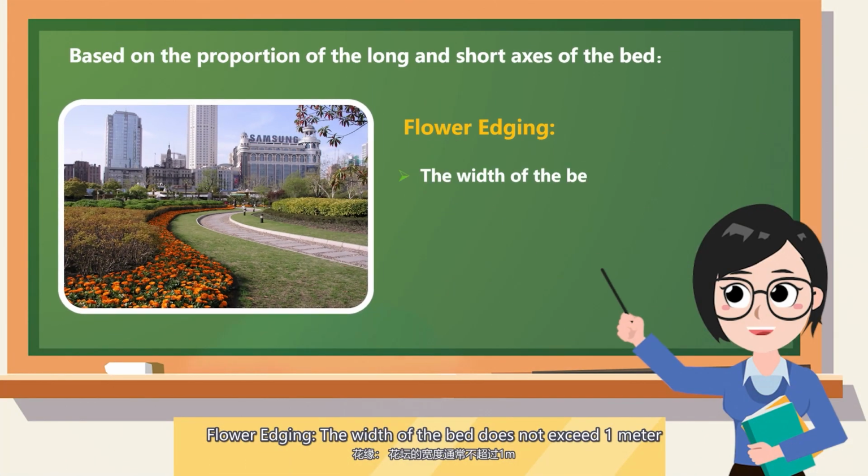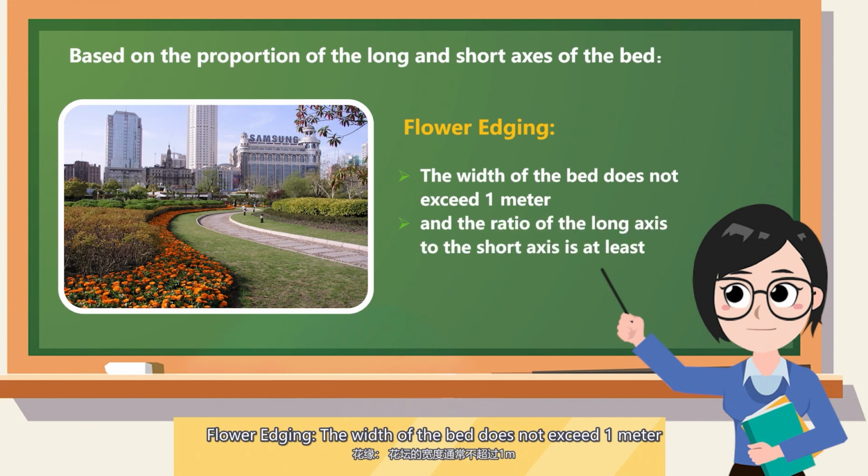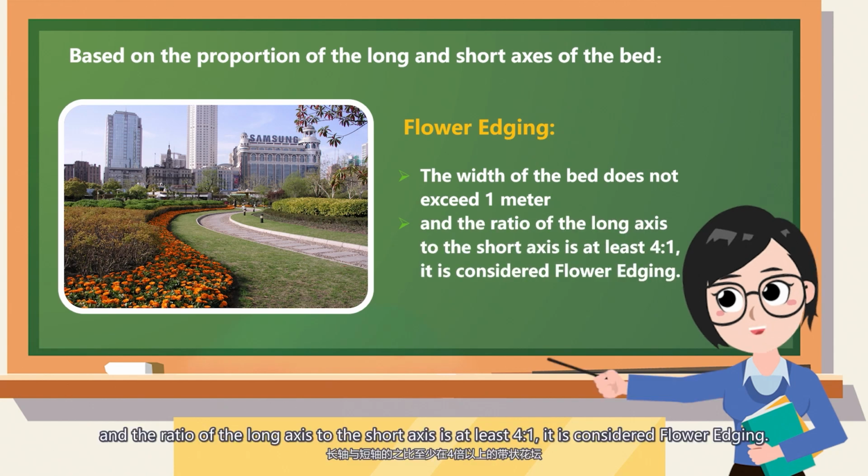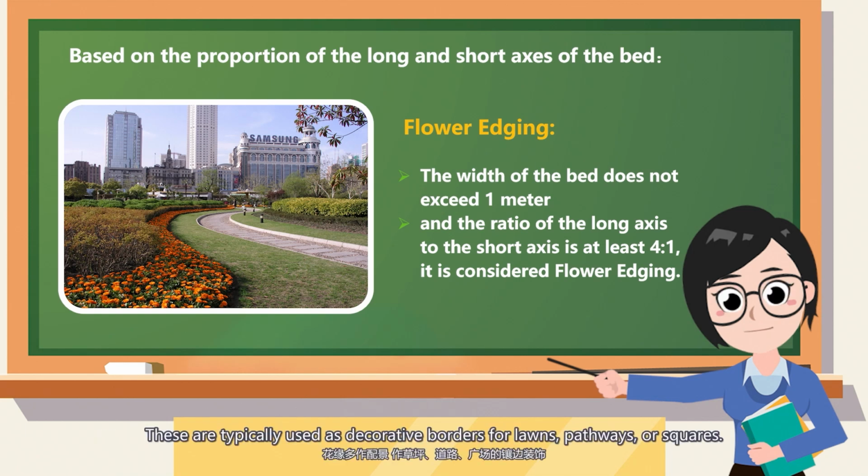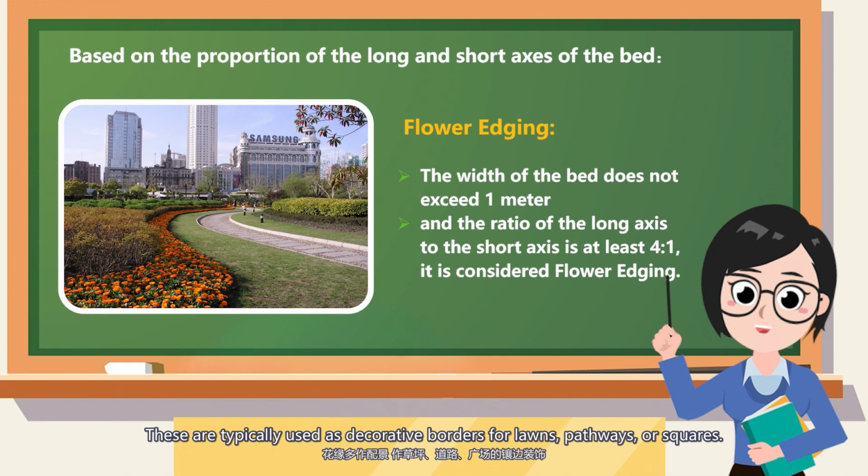Flower edging. When the width of the bed does not exceed 1 meter, and the ratio of the long axis to the short axis is at least 4:1, it is considered flower edging. These are typically used as decorative borders for lawns, pathways, or squares.